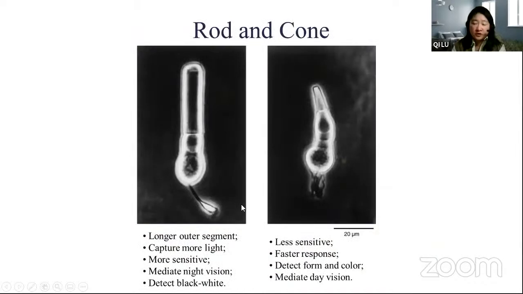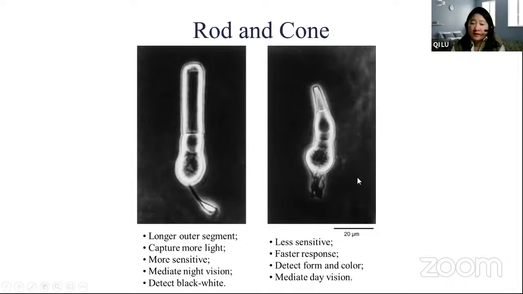Here is a picture of a rod and cone, and we can see that the names come from their shapes. The rod has a longer outer segment. It can capture more light, because when light goes through the whole rod, there's more chance of being captured by the rhodopsin on the discs, since it has a longer segment. That's why it's more sensitive and functional during the night. Since there's only one type of rod, it can only detect black and white, or grayscale.